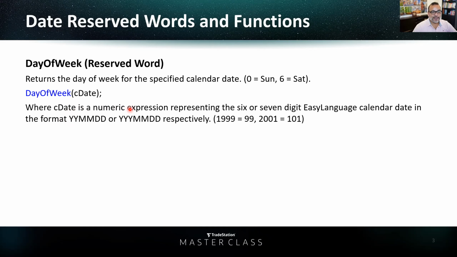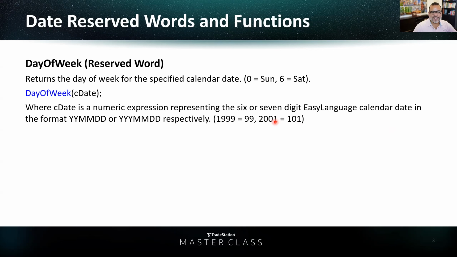Usually the way that EasyLanguage reads the date, which is a 6 or a 7-digit number, is in the format YYMMDD or YYYMMDD, depending on which century you're on. If you're on the 20th century, meaning that the year is 1999 or in that range, then you're going to have a 2-digit year. But once the 21st century started, the year jumped from 99, being 1999, to the year 100, which is 2000.